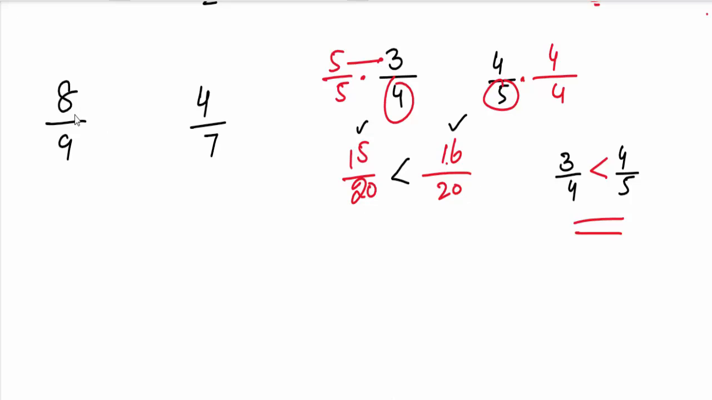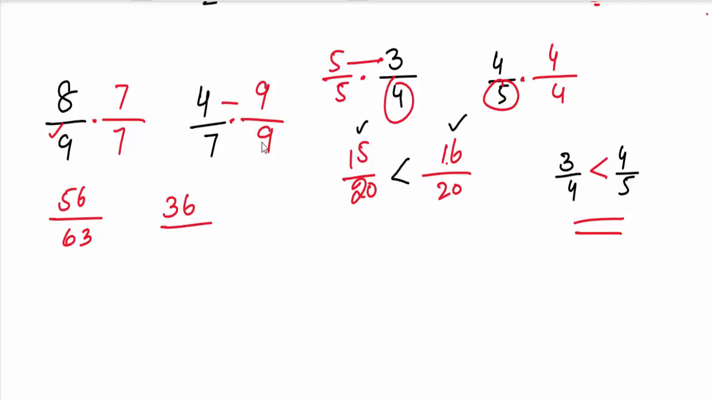This is another example, 8 over 9, 4 over 7. So we need to find the common denominator. For this, multiply this fraction by 7 over 7. So this is 8 7s are 56 over 9 7s are 63. And multiply and divide the other fraction by 9, 9 over 9. So 9 4s are 36 over 9 7s are 63.